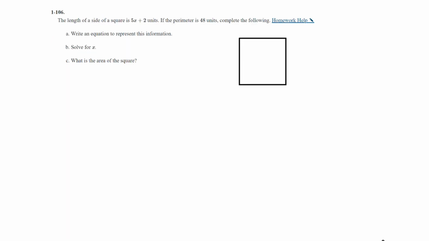Question 106. The length of a side of a square is 5x plus 2. If the perimeter is 48 units, complete the following. So if we know this is a square, then 5x plus 2 is the length for all four sides. Write an equation to represent this information. So because it does give us the perimeter, a couple different ways we could write the equation. I'm going to go ahead and do 4 times (5x plus 2) is equal to 48, and that's because instead of taking 5x plus 2 four times, I'm just going to use the shortcut with multiplication. But either way is fine.